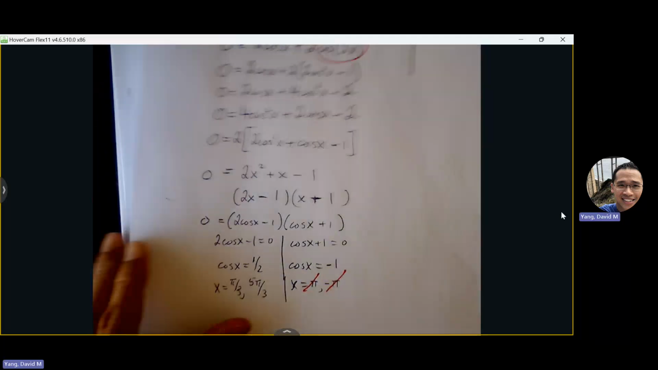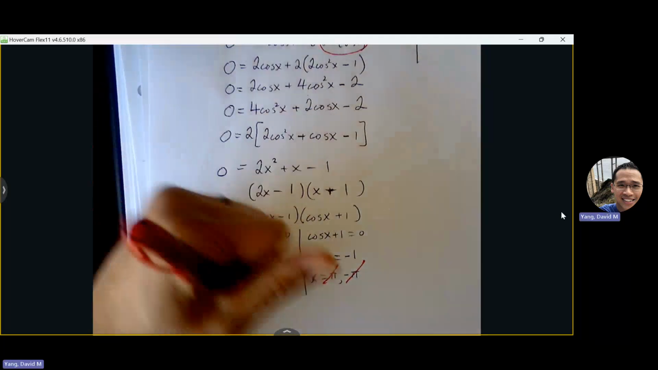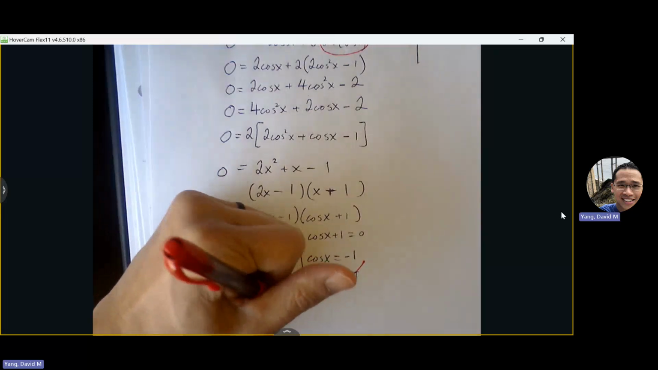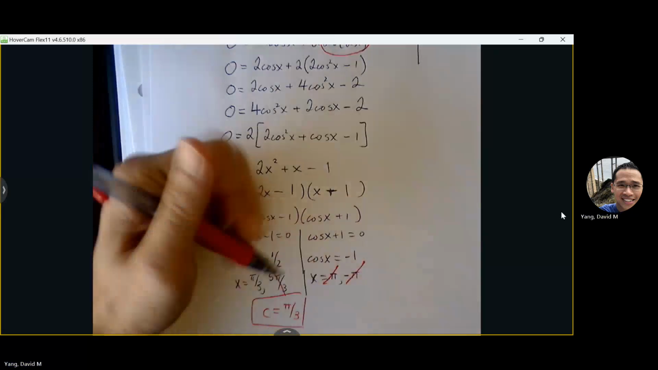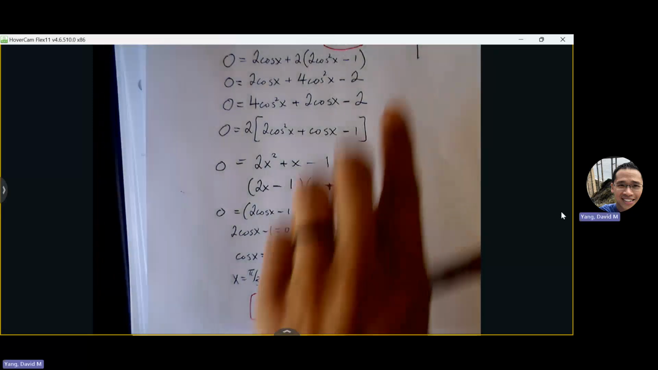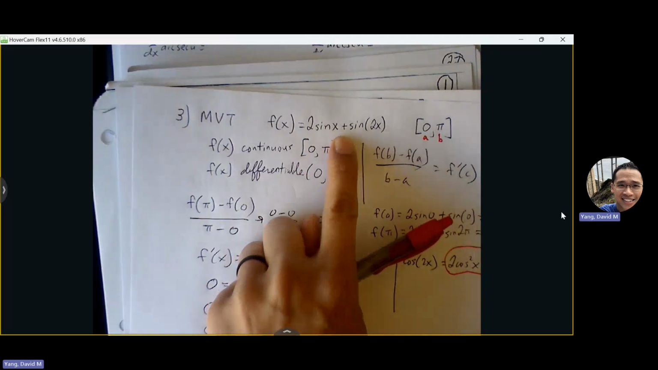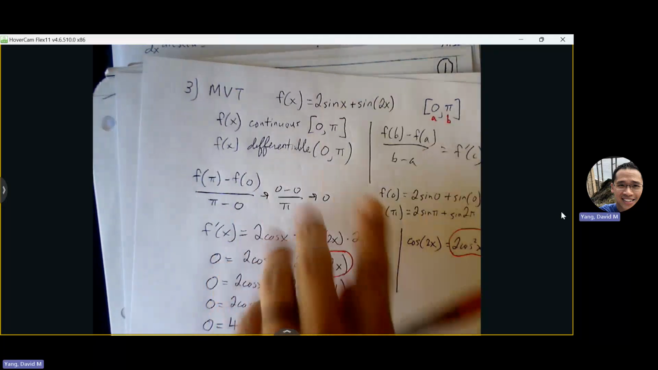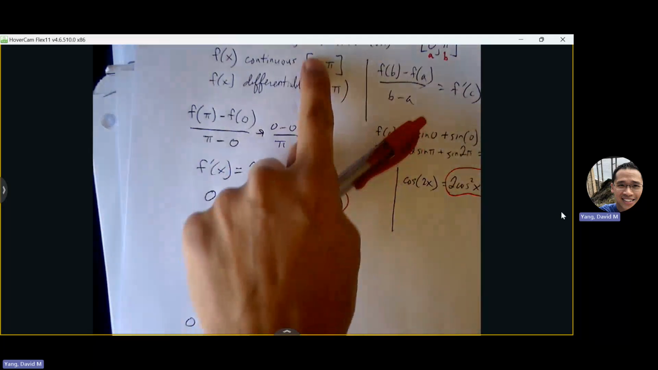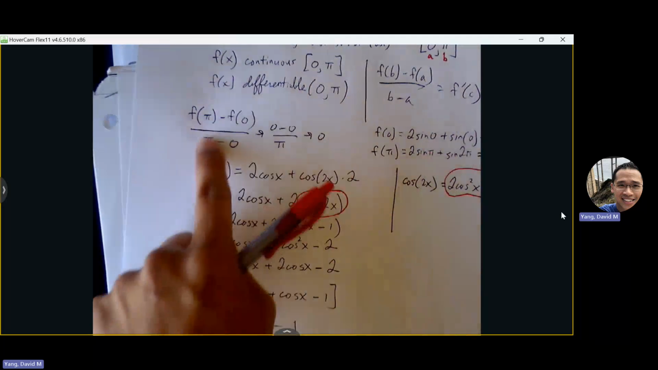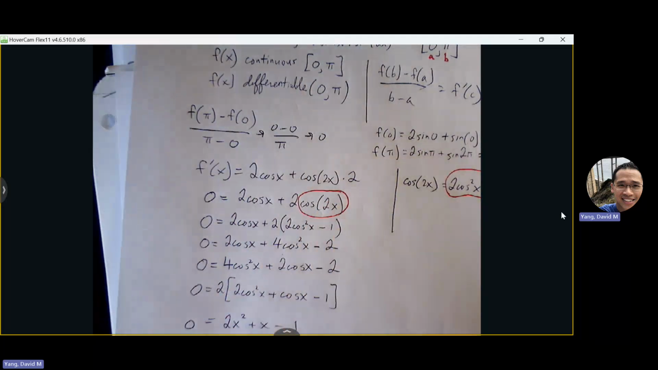5 pi over 3 is clearly outside the interval, but we do have a guaranteed solution at pi over 3. So at pi over 3, this graph is guaranteed to experience a slope 0. We can guarantee that slope 0 because our condition passed, and our endpoints produced a slope 0.